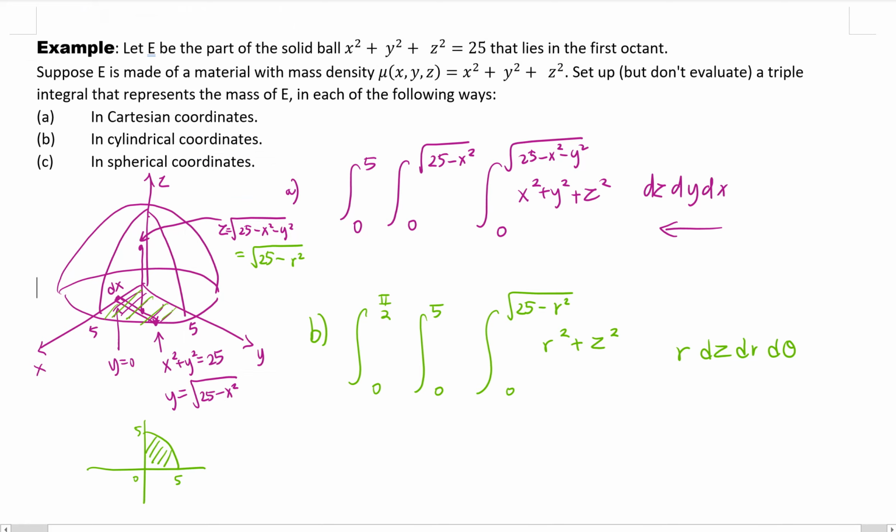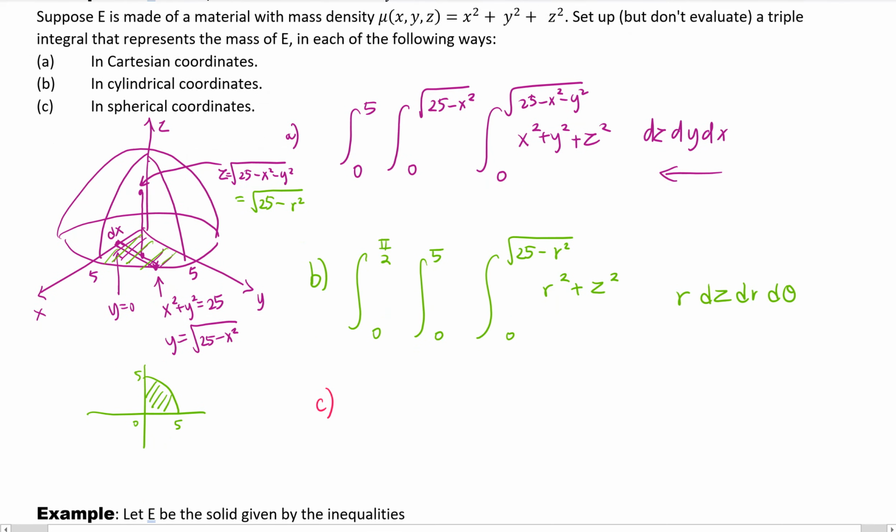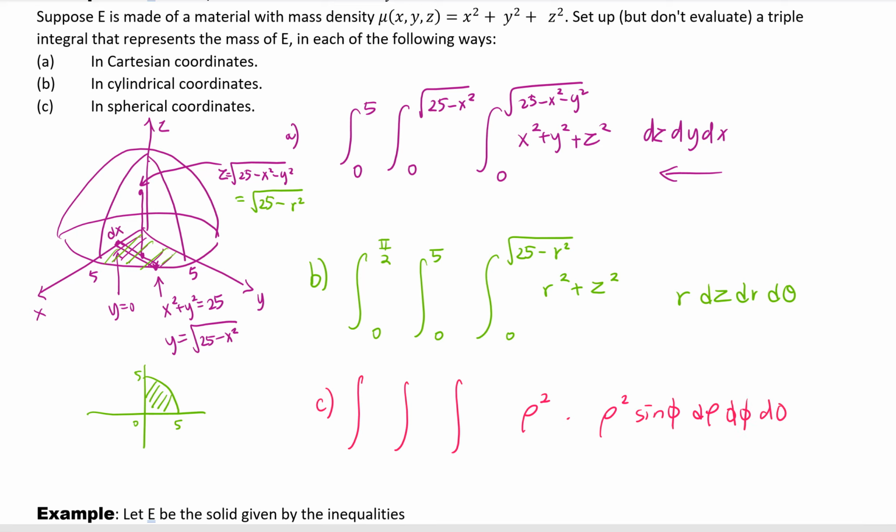Okay. Now, spherical coordinates. With spherical coordinates, the density, x squared plus y squared plus z squared, is rho squared, right? And the volume differential is rho squared sine phi d rho d phi d theta. Oh, my d looks like phi. Okay. So far, so good, everybody?